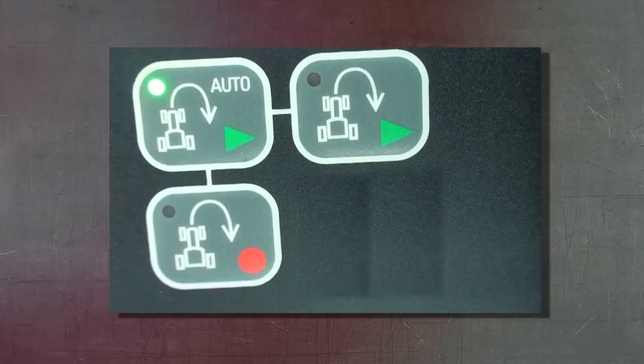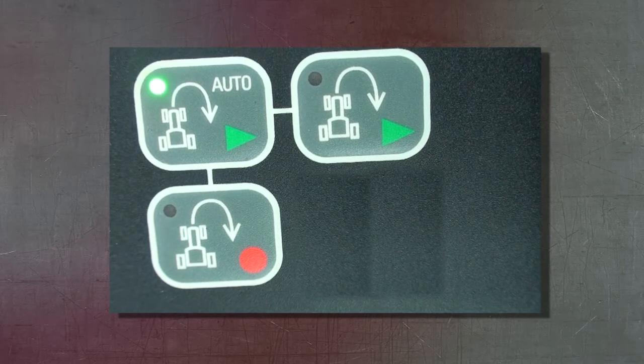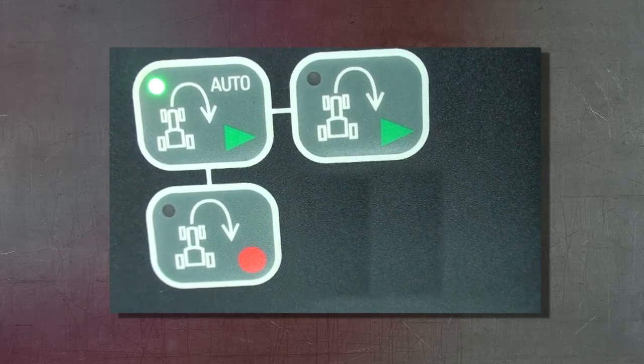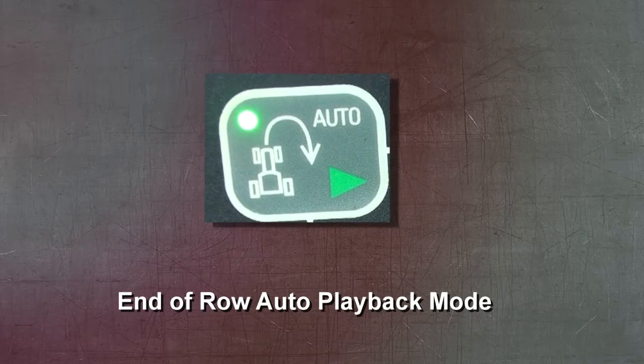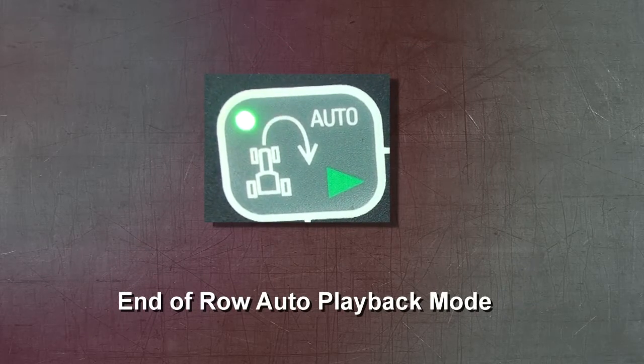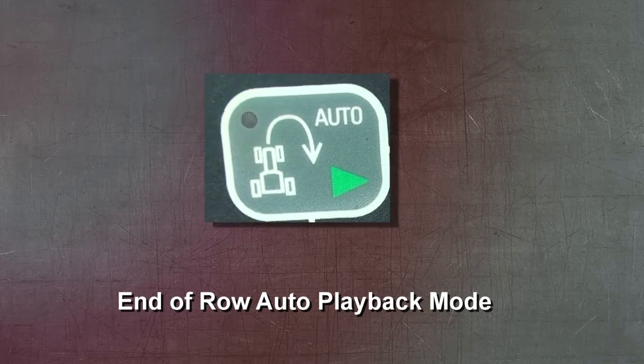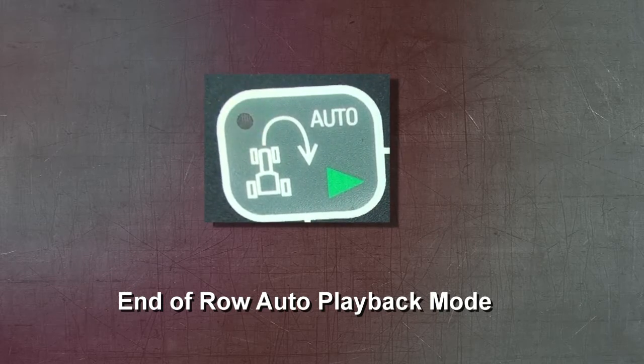Press the end-of-row play auto button to toggle the automatic end-of-row playback mode on and off. Pushing the button momentarily will activate or deactivate the automatic playback mode. The switch's green lamp will light up to indicate the automatic playback mode is active.